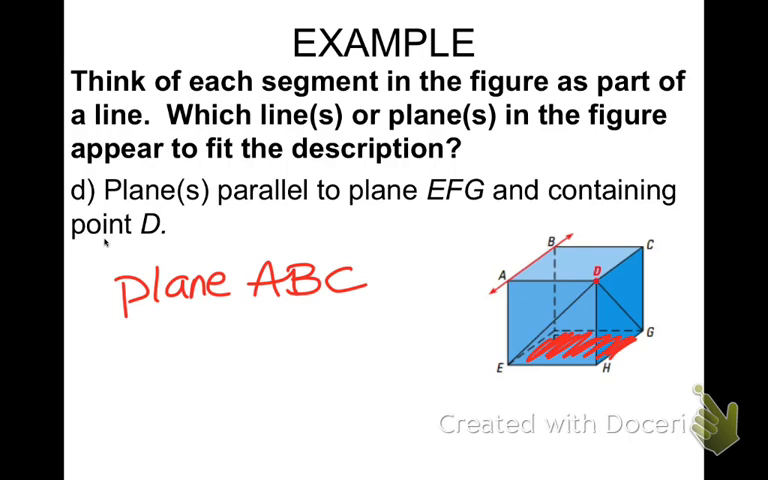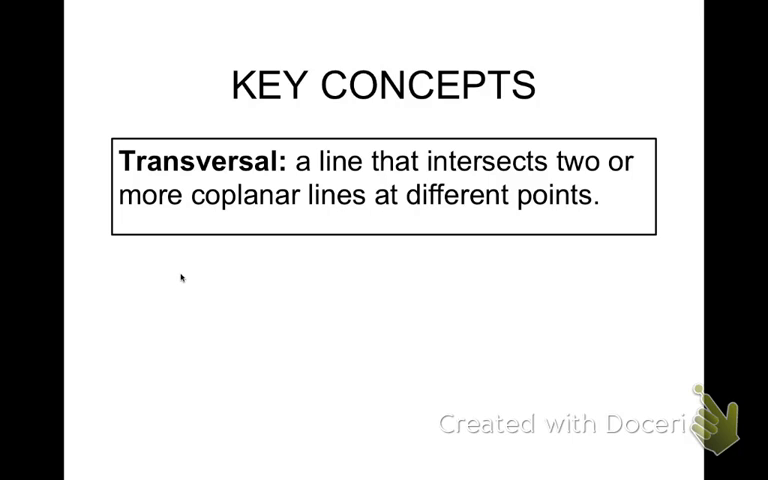All right, we're good with that? So we've got parallel and skew. We know the difference between the two. Okay, so now on the back, we're going to talk about a specific type of line, which is called a transversal.